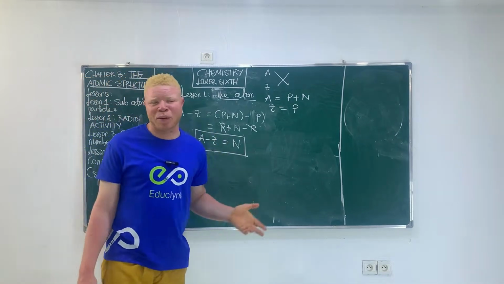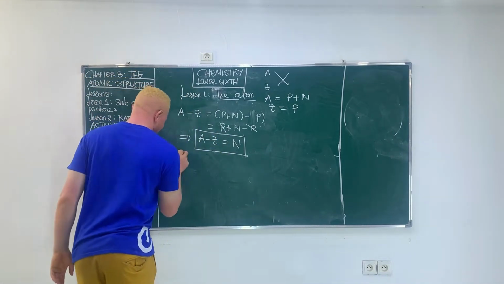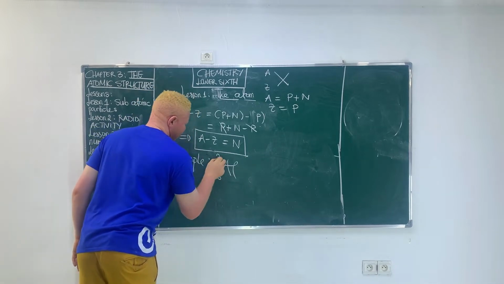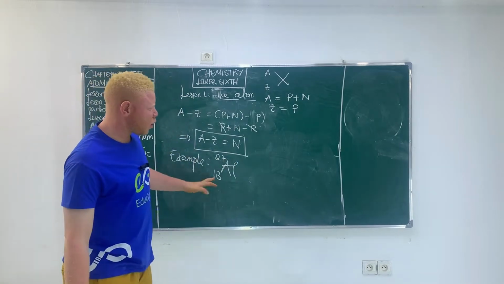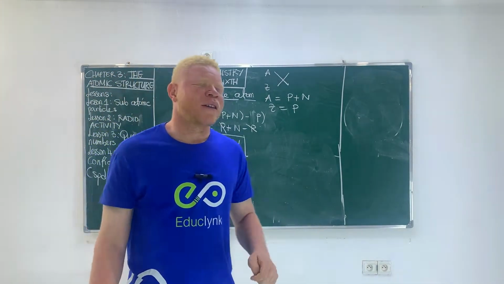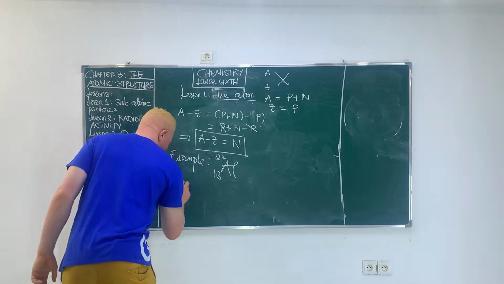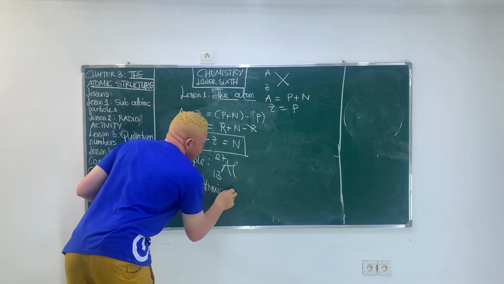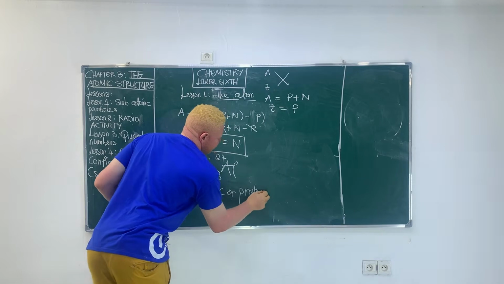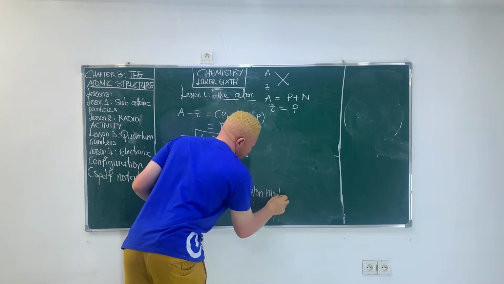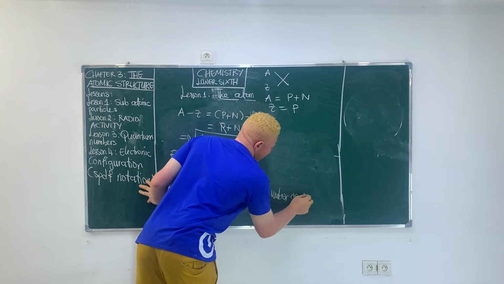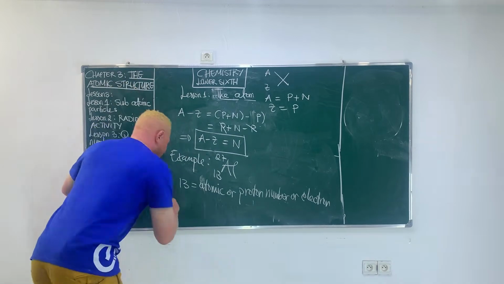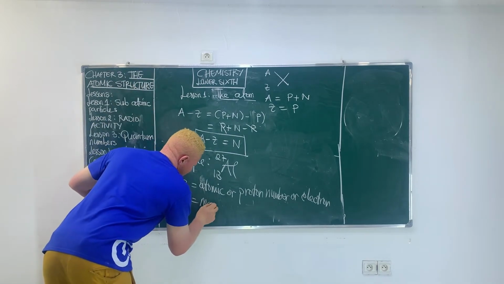So let's take a typical example. Let's take the atom of aluminium, 27 over 13 Al. In this case, what do 13 and 27 represent? 13 represents the atomic number, or the proton number, or the electron number. 27 represents the mass number.